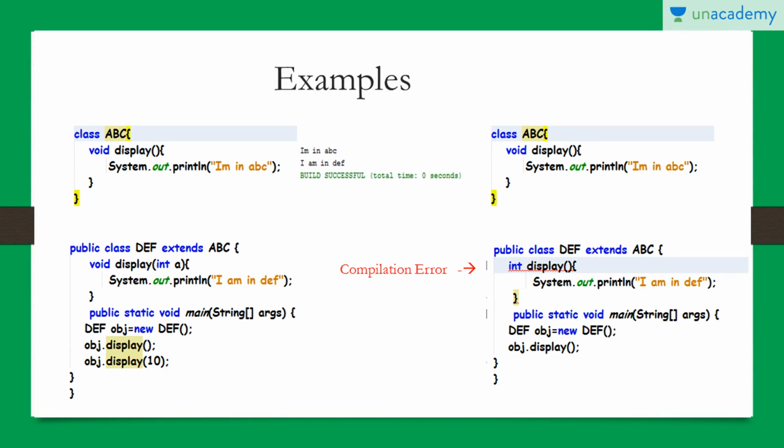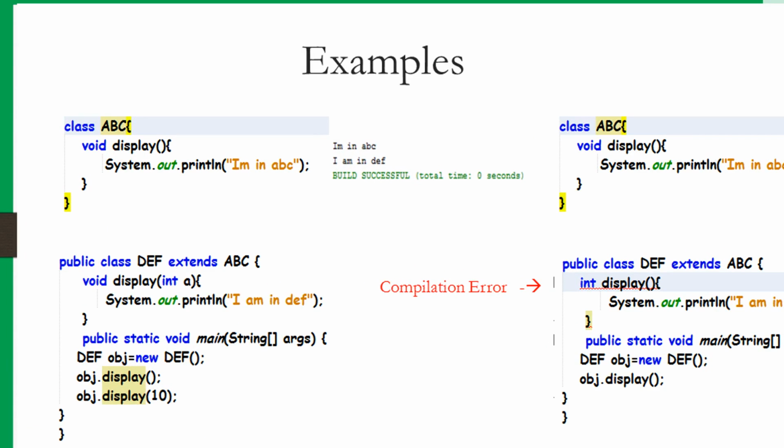Now let us see some more examples. Here you can see I have a display function which has no arguments, but in the DEF class I have a display function which has one argument. Let me tell you that for method overriding, the prototyping of both functions needs to be the same. Prototyping means the return type, name of the function, and the arguments all need to be the same. But here we can see that the arguments are not the same, so this is not method overriding.